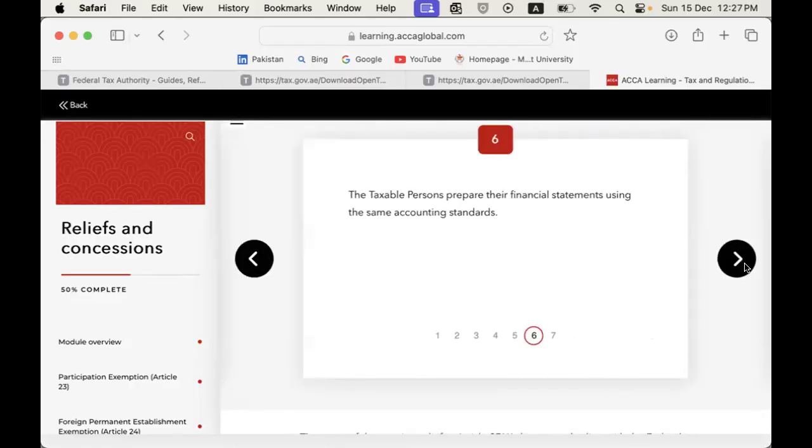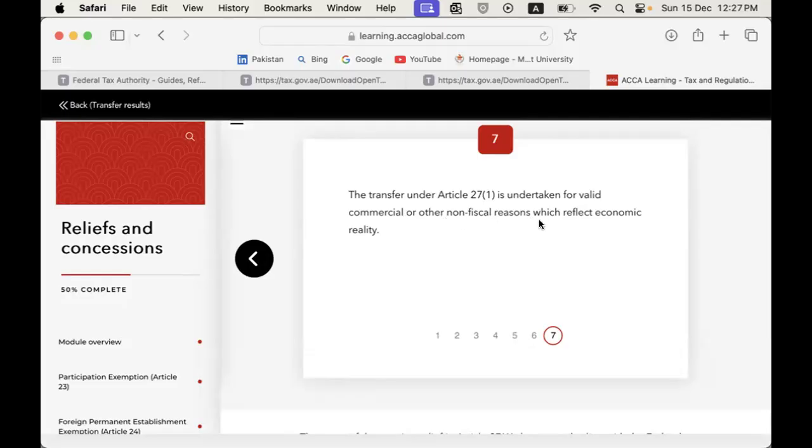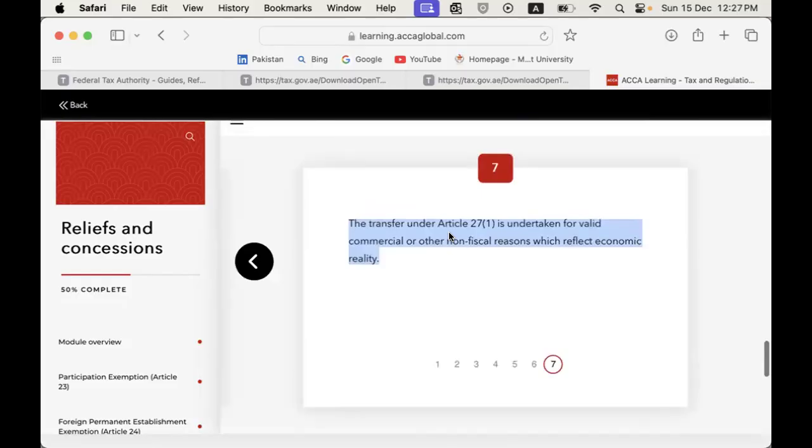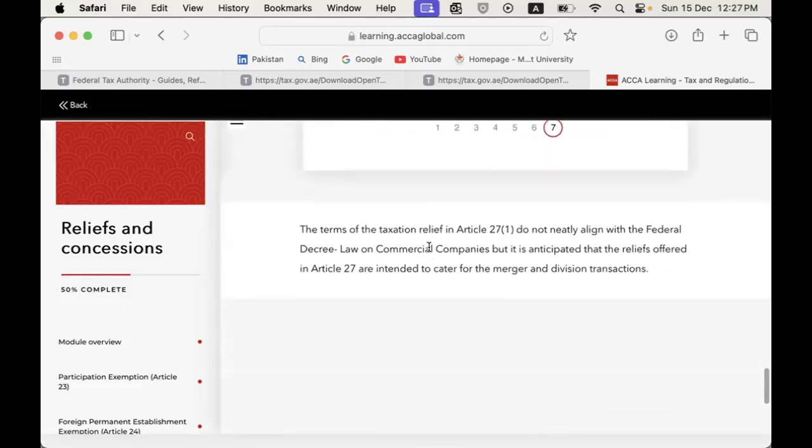Then next will be standards. Yeah, accounting standards. And then transfer under Article 27 is undertaken for valid commercial or other non-fiscal reasons which reflect economic reality. This is the only additional rule. Otherwise, all the previous rules were similar to qualifying transfers, if you really think about it. So basically it's saying that the purview of this transfer was that it had economic reasons. It was not to avoid tax.